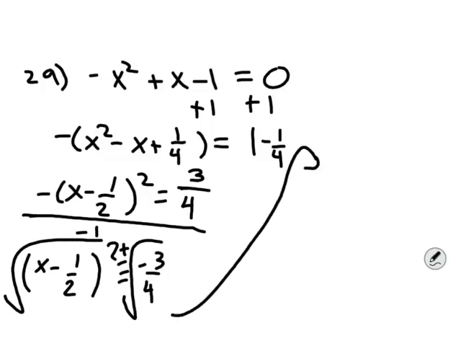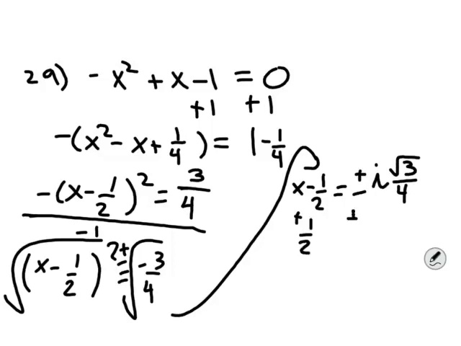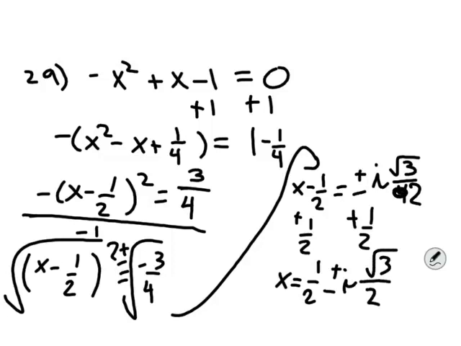So notice this one's going to have a complex solution. So you have x minus 1/2 equals plus or minus i radical 3 all over 2. It looks like I screwed that up. I'll fix that in just a minute. So we add our 1/2 to both sides. There we go. All right, good.